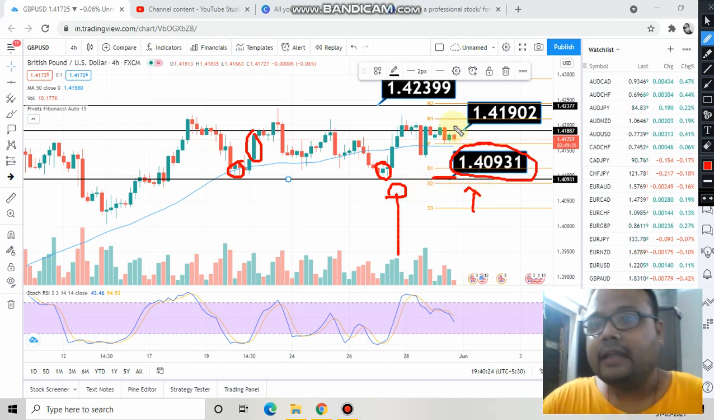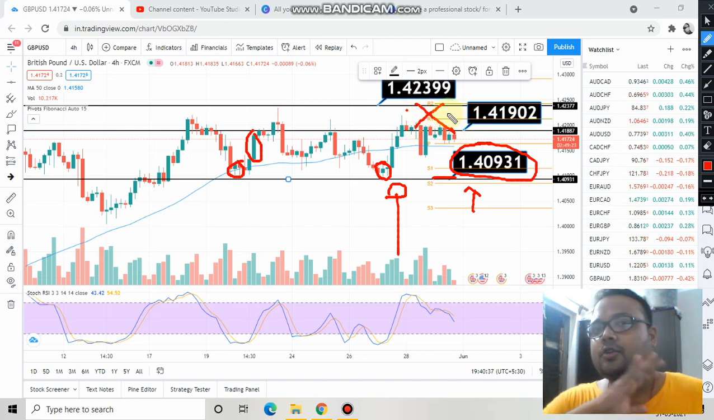But on the other hand, if the market crosses this level, this resistance, 1.41902, I'm talking about this level, then that's a totally different chapter. But today I'll not be discussing what you need to do if the market crosses this level, because the possibility of crossing this level is very less for the market right now.